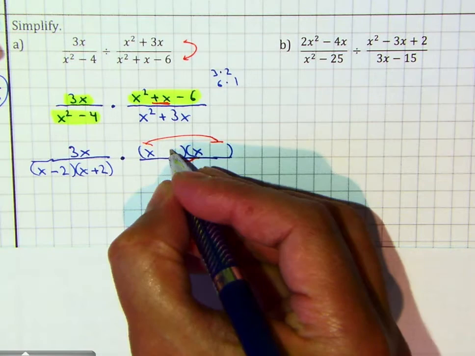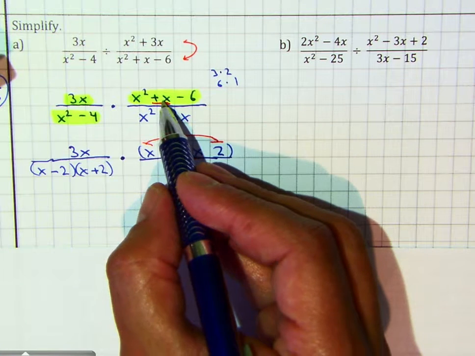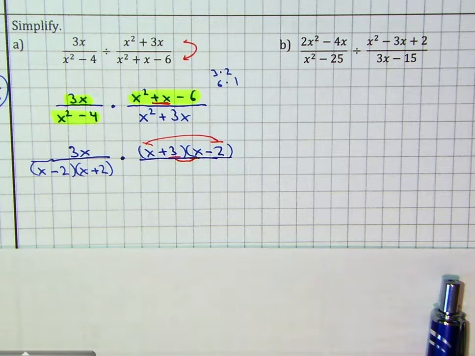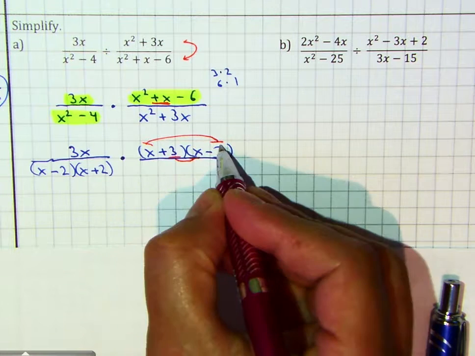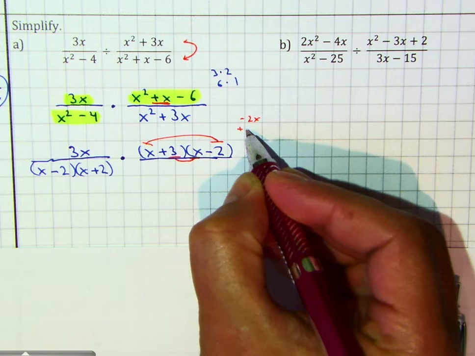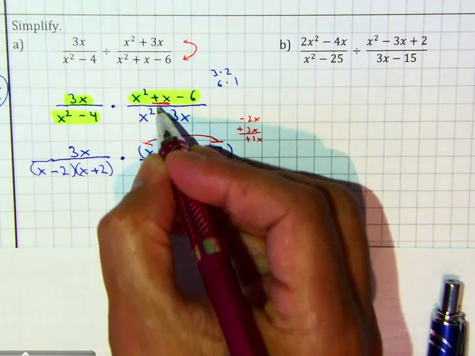Correct, I should use 3 and 2. Which one should be positive? Because I need a positive 1x, it should be my positive 3 and my negative 2. And that works, right? That gives me a negative 2x and a positive 3x. If I add it together, it gives me a positive 1x, and that is what I need.